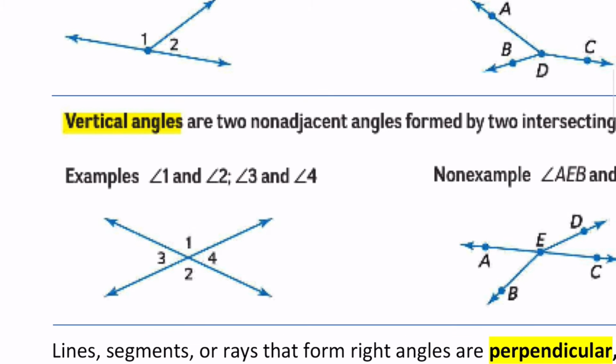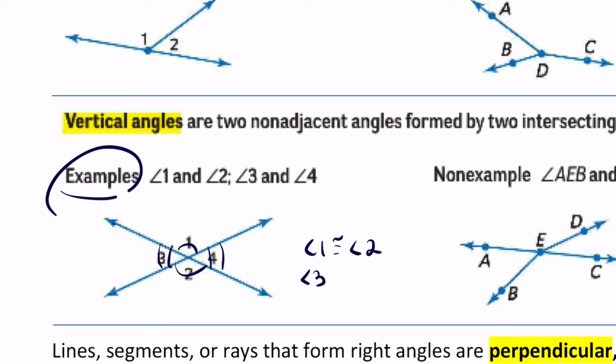If you're stuck, here's an example: angle 1 and angle 2. Here's angle 1, and here's angle 2. This means that angle 1 and angle 2 are congruent, and over here, angle 3 and angle 4 are congruent. They're kissing each other, and they are congruent.